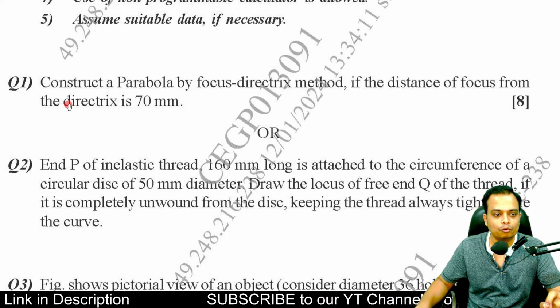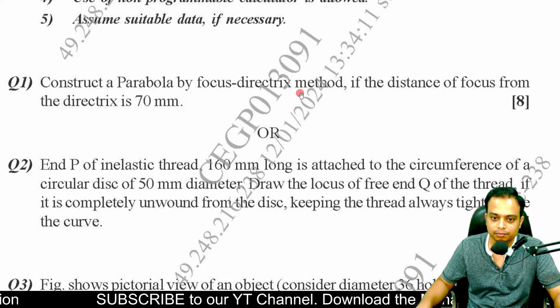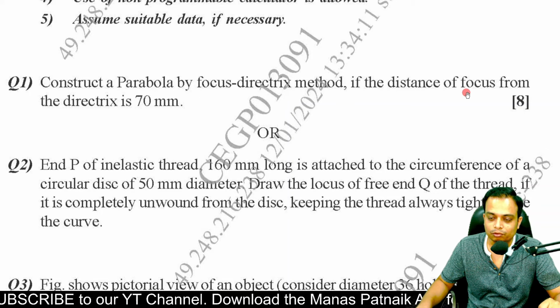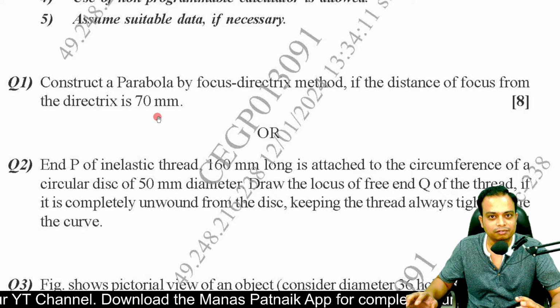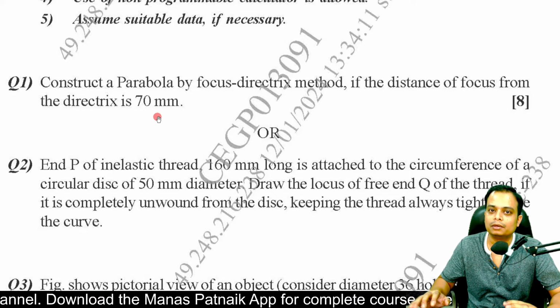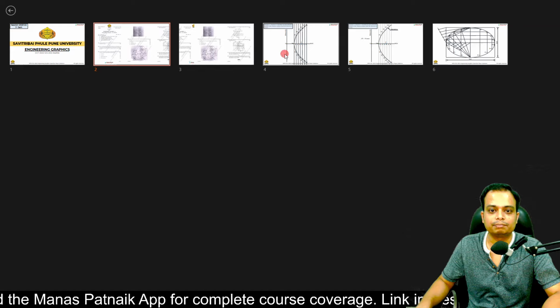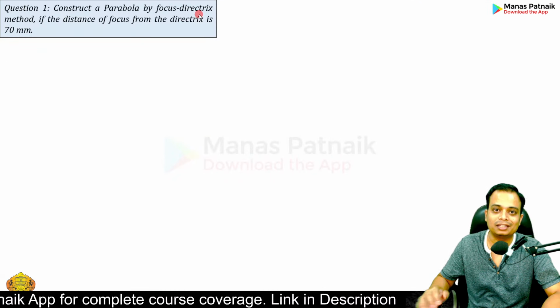Here we go. So we have to construct a parabola by the focus-directrix method. This is also known as the general method. If the distance of focus from the directrix is 70 millimeters, so data is sufficient, you won't have any problem as far as the construction is concerned. What you need to do is construct a parabola, clearly stated in the problem, using the focus directrix or the general method.